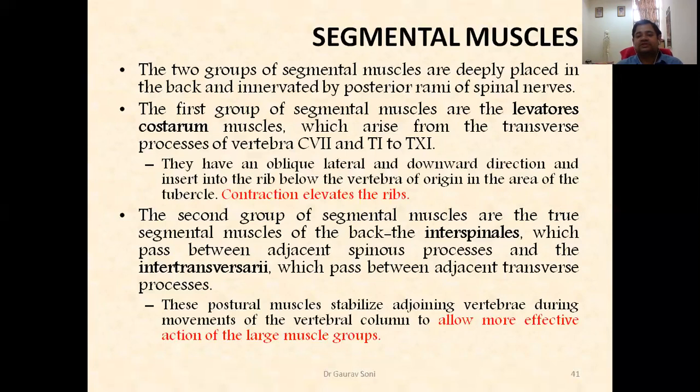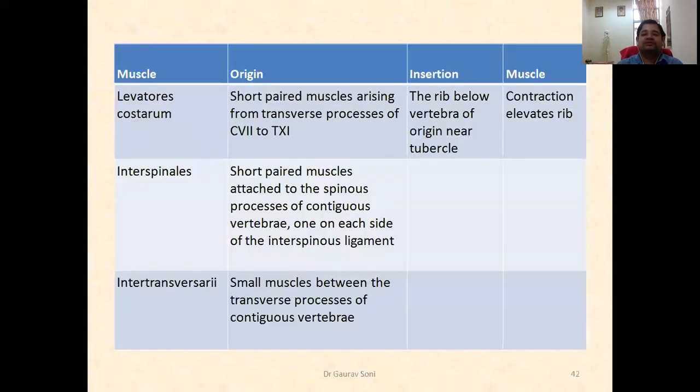The second group has two very small muscles. Interspinalis, between one spine and the other: this is one spine, above it there will be one more vertebra, so spine to spine. This will be interspinalis, which passes between the adjacent spinous processes. And then there is intertransversarii. These are transverse processes which cross to the next transverse process, so like this they form a ladder-like appearance. These posterior muscles stabilize adjoining vertebrae during movement of the vertebral column, allowing more effective action of the large muscles. So all the small muscles are actually acting in favor of the erector spinae group only.